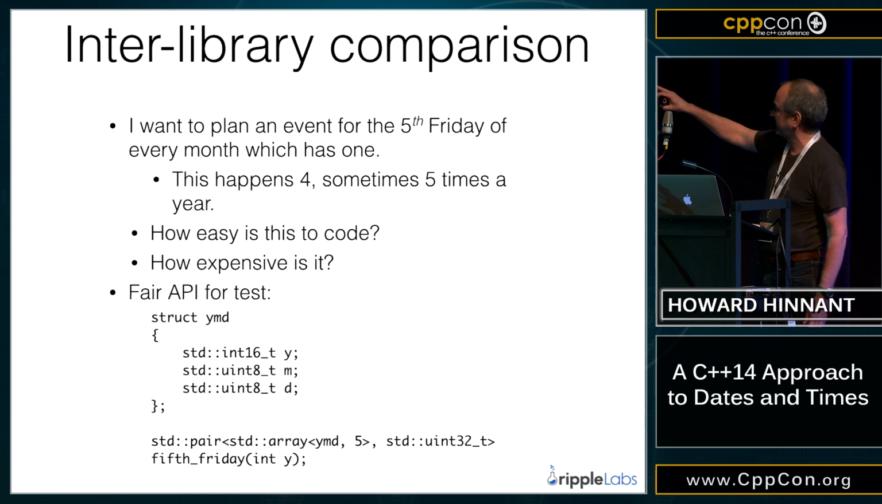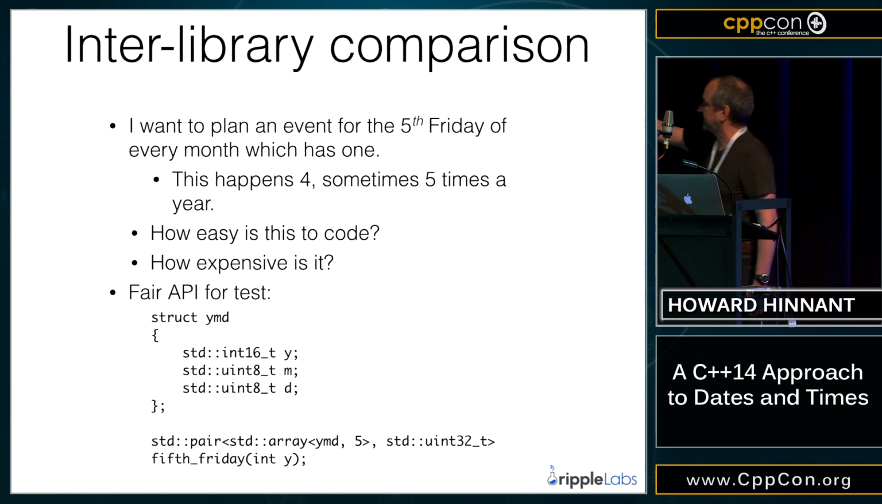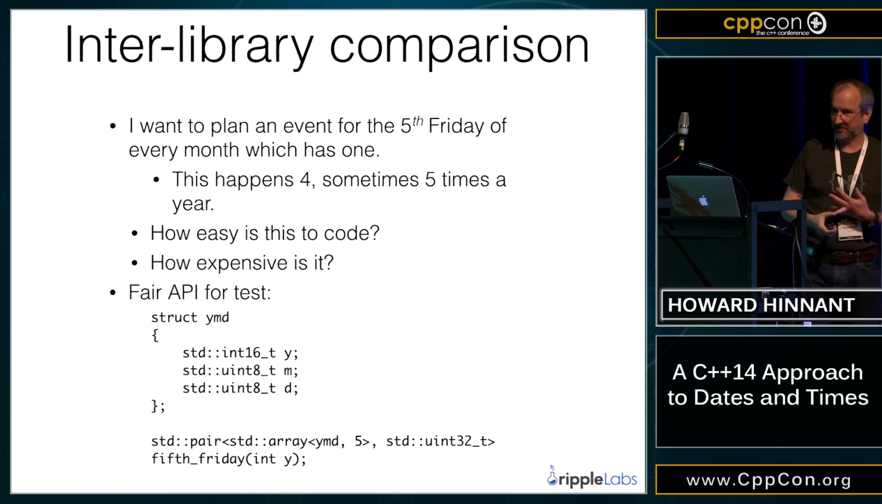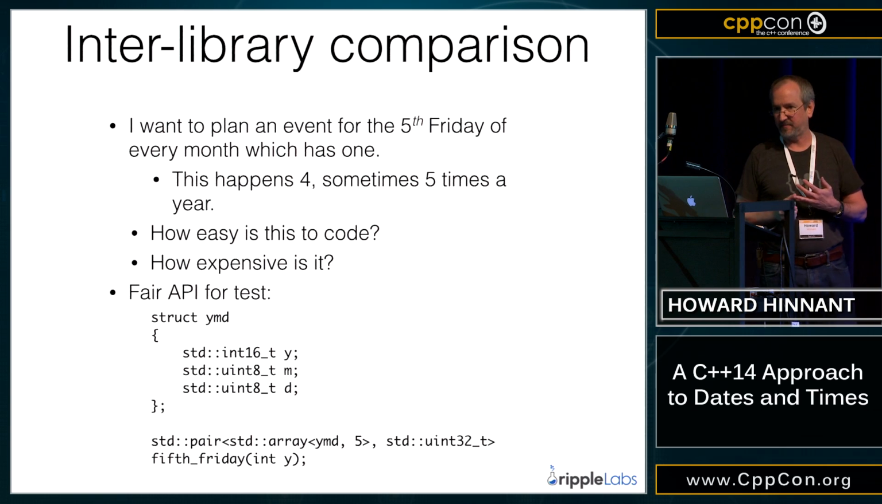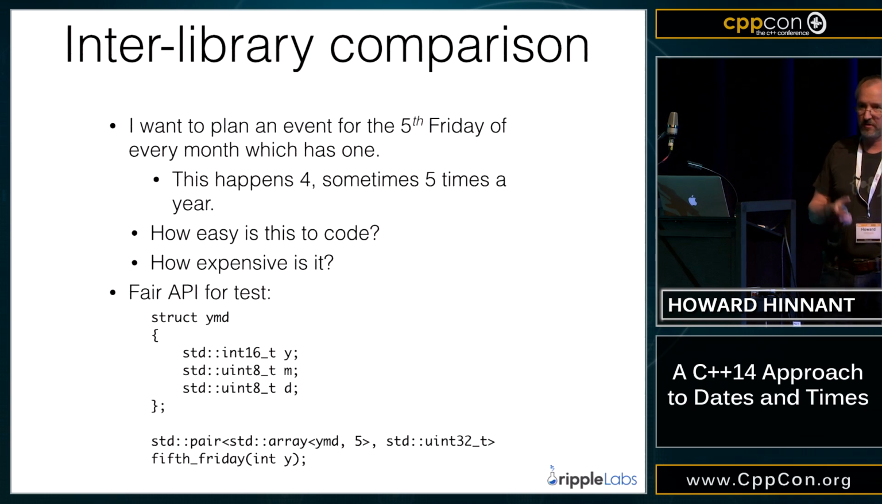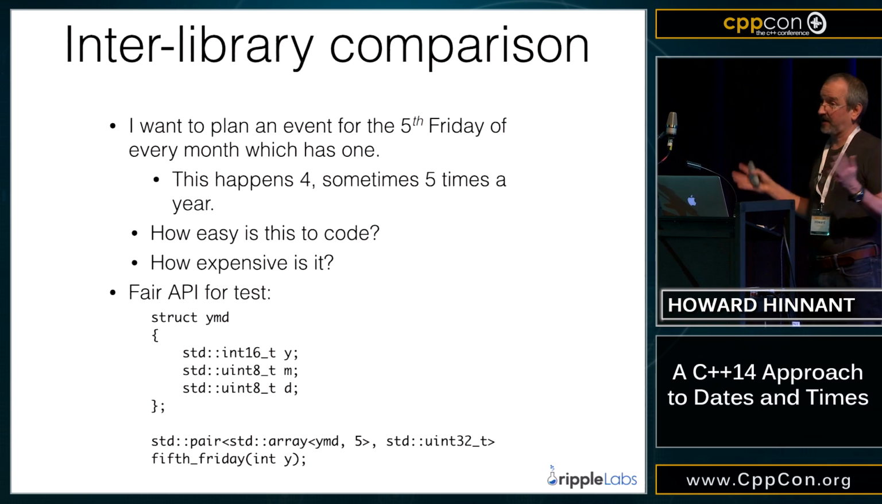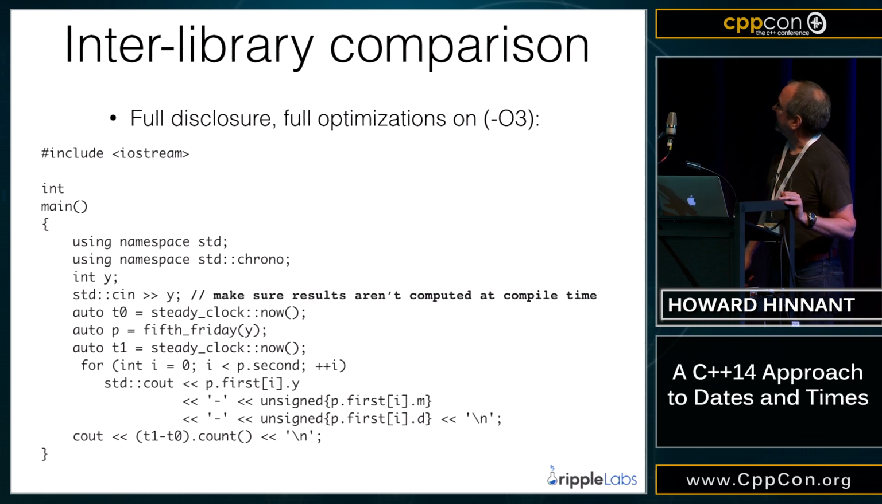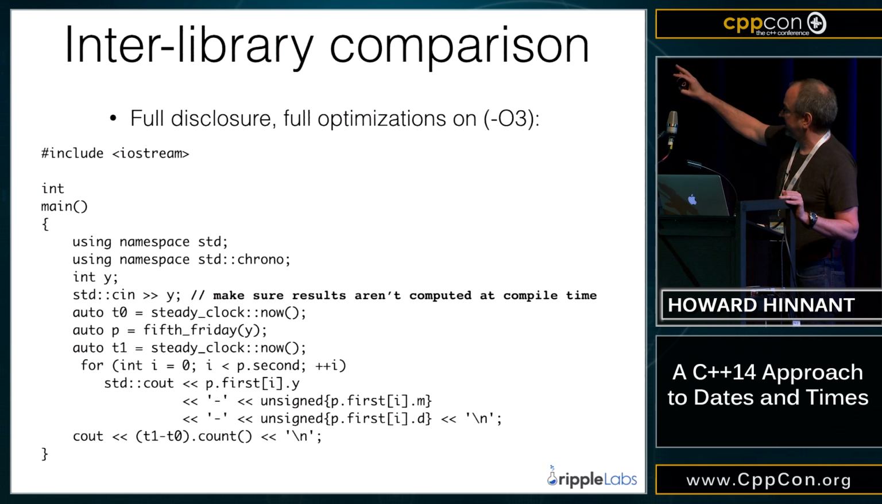And I'm going to put all the dates in a standard array of length 5, and then I'm also going to pass back the logical length of this array, which is always going to be either 4 or 5, because it turns out that there's always either 4 or 5 Fifth Fridays in a year. I'm doing everything at -O3.